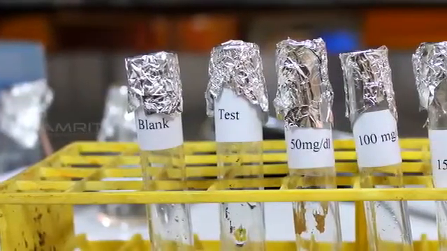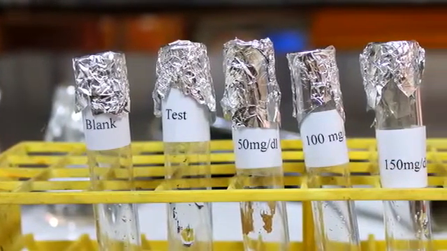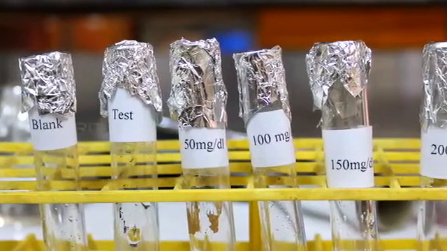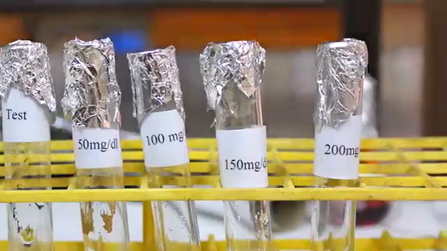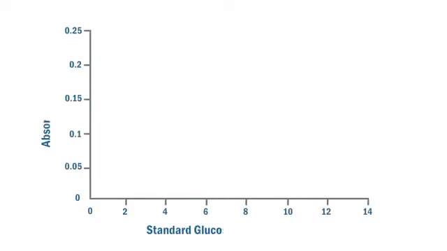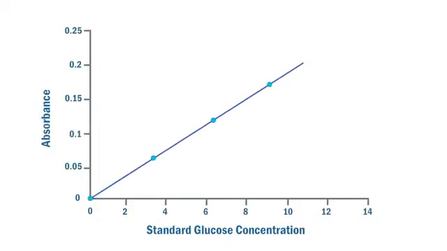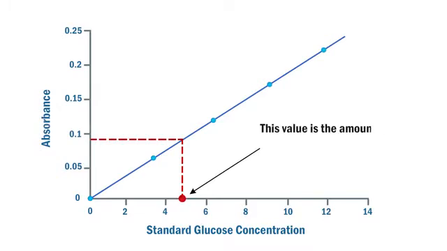Similarly, note the readings of the 100 mg per deciliter, 150 mg per deciliter, 200 mg per deciliter solutions and the test solution, and plot a graph by taking standard glucose concentration on the x-axis and corresponding absorbance on the y-axis. From this standard graph, the glucose concentration in the test solution can be obtained.